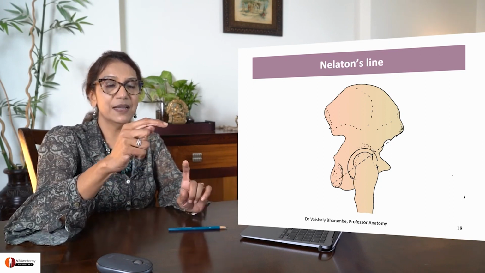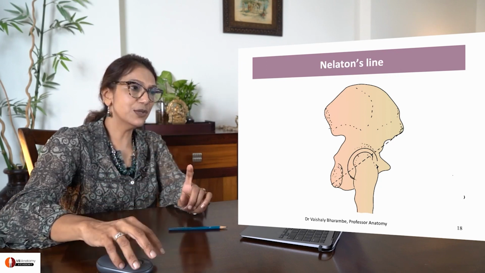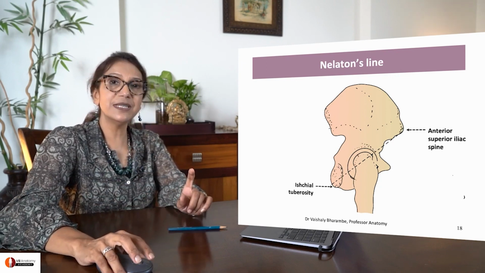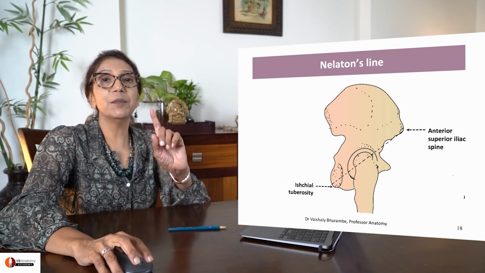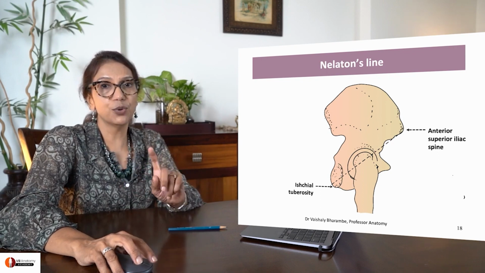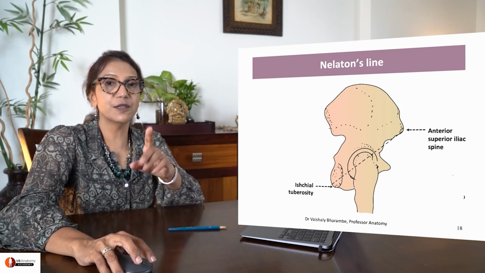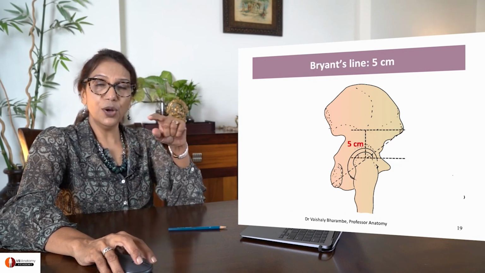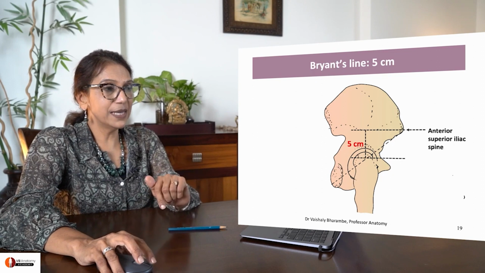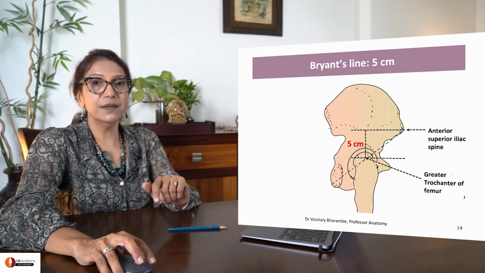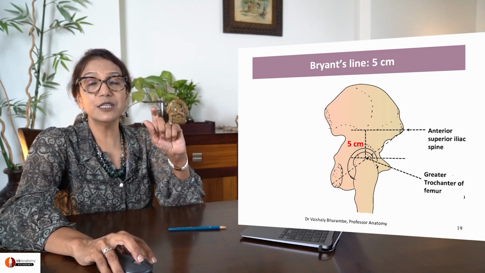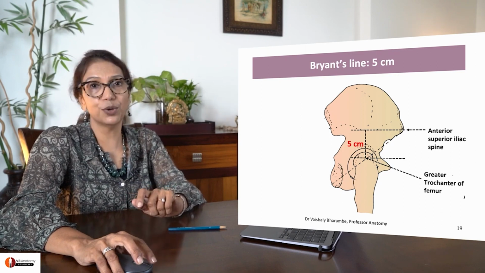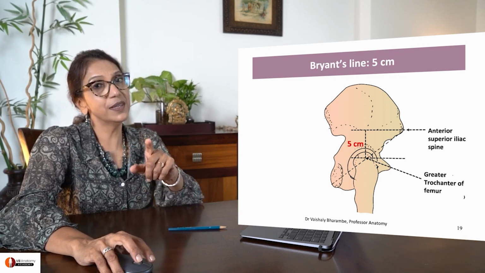Just understand that when you draw a line from the anterior superior iliac spine to the patient's ischial tuberosity, it must pass through the greater trochanter. If it doesn't, there is a problem. Second line is, draw a horizontal line from the anterior superior iliac spine and greater trochanter. The distance between these must be 5 cm, not less, not more. If less or more, there is a problem.